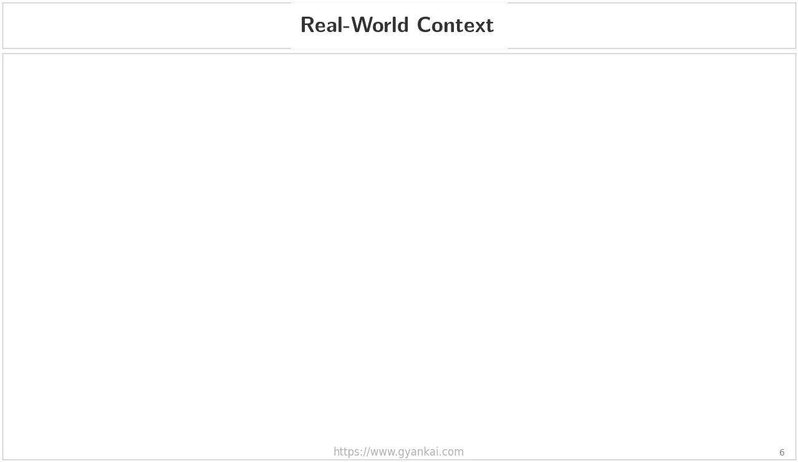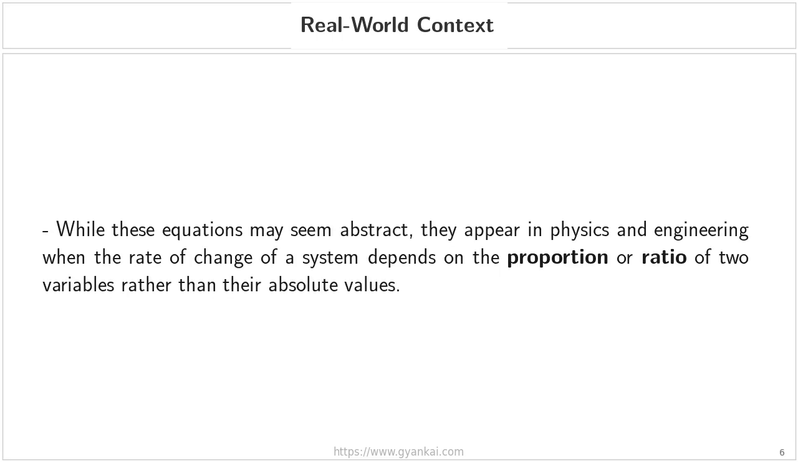Real-world context. Now, you might be wondering, why are we spending time learning how to identify these specific types of equations? They seem quite abstract and purely mathematical. Well, it is important to understand that these equations have real-world significance in fields like physics and engineering. They appear whenever the rate of change in a system doesn't depend on the absolute size of the variables, but rather on the proportion or the ratio between them.